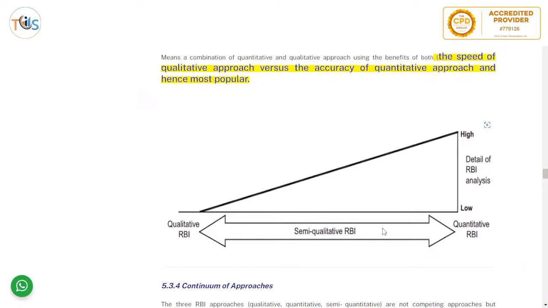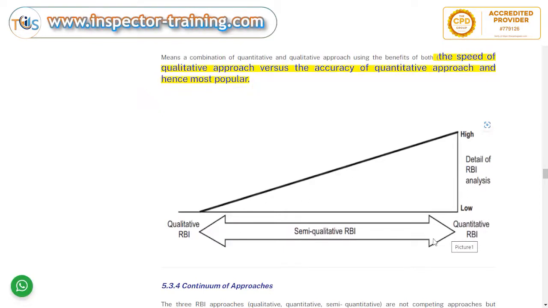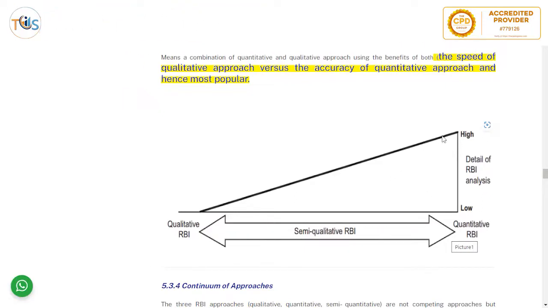And remember that there is a spectrum here between purely quantitative and purely qualitative. It's never at the end of each spectrum. It's always somewhere here in the middle. And as you go from qualitative to quantitative, the detail of RBI analysis increases, or vice versa. As you go to qualitative more, the detail of RBI analysis decreases. So this practically shows.